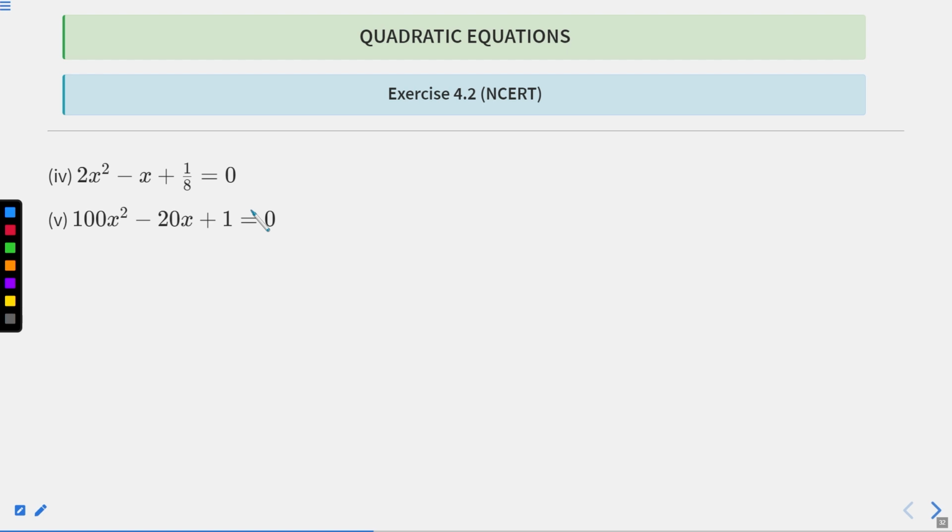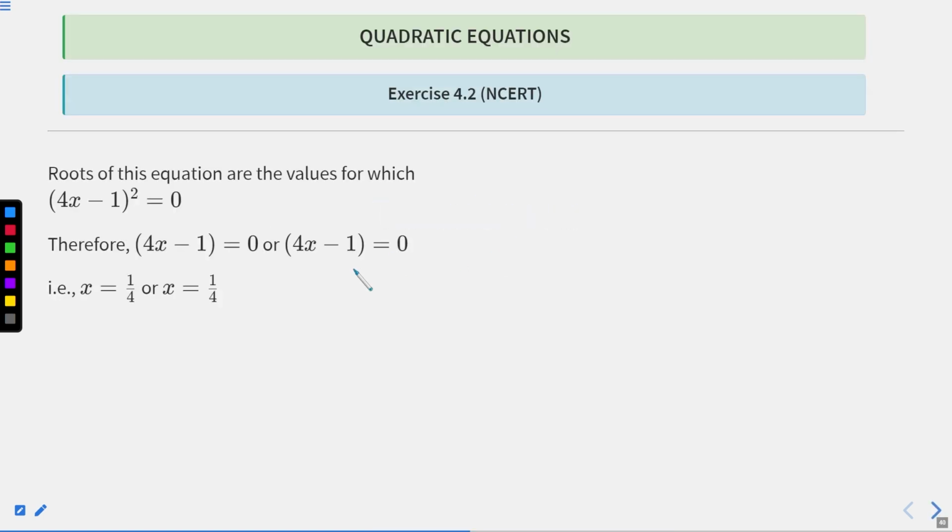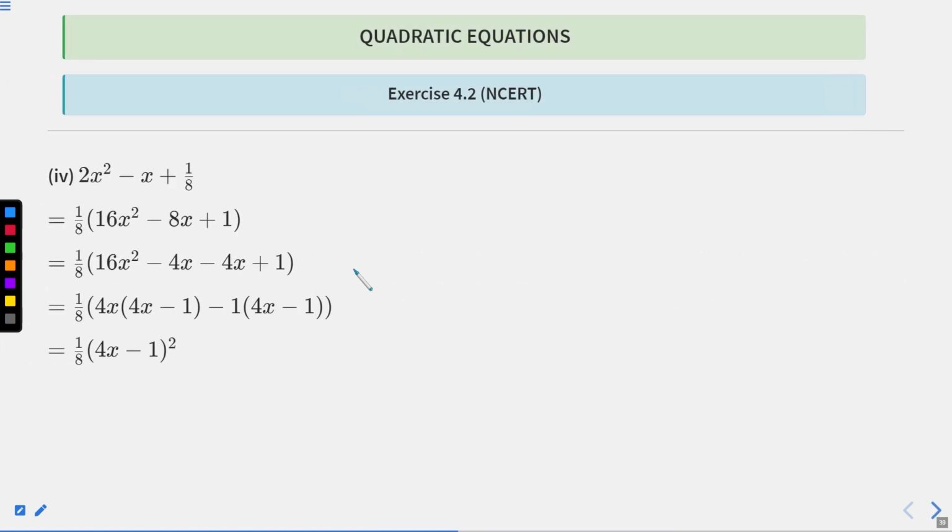In the next one we are given 2x² - x + 1/8 = 0. So let us see how to first factorize the quadratic polynomial 2x² - x + 1/8, then we will find the roots of this quadratic equation. Here 2x² - x + 1/8 can be written as 1/8 times (16x² - 8x + 1).